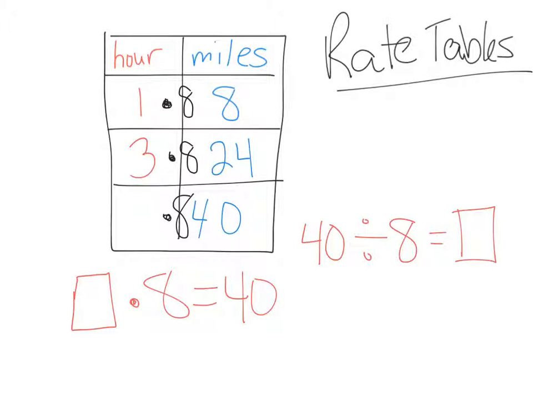And the reason why we can do that is when you go from left to right, we're multiplying. When you go from right to left, you're going the opposite direction, so you do the opposite operation. So instead of multiplying by 8, we can divide by 8. So 40 divided by 8 is 5. So that's how we determine missing values in rate tables. We find the relationship between the line where we're given both the left and the right numbers, and then we use that to determine what the other missing values are. So I'm going to erase this now.